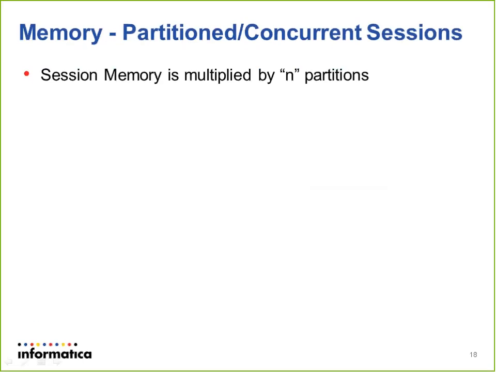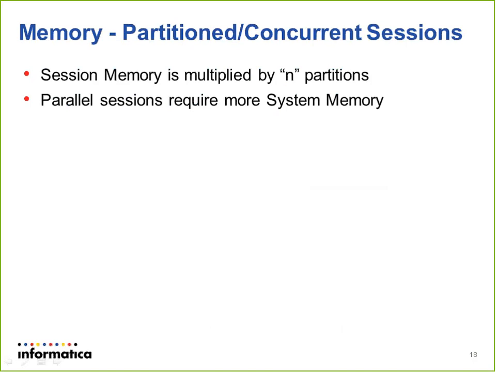Increasing the number of partitions allows the integration service to create multiple connections to sources and targets and process the data concurrently. No doubt, this increases the session performance, but requires more memory. When partitioning is enabled on a session with auto DTM buffer size, the memory required will be multiplied by n partitions. Whereas, when configured manually, it gets shared across all partitions. Hence, increase the DTM buffer size to at least n times the value for the session with one partition.